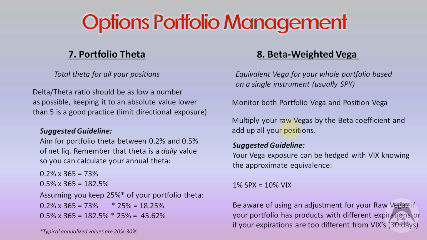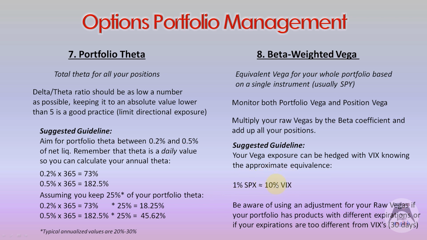How much? Well, a guideline could be that your Vega exposure can be hedged with VIX, knowing the approximate equivalence that every 1% of SPX that goes down is going to be approximately 10% of VIX. So not 10 points, but 10%. So if SPX is trading at 320, and if it goes down by 3.2 points, you should see VIX going up by around 10%. So if VIX was 20, it's going to go to 22, something like that.